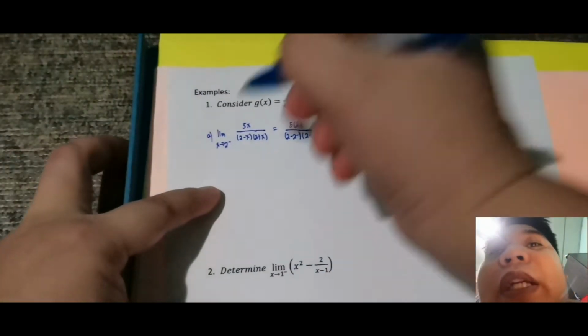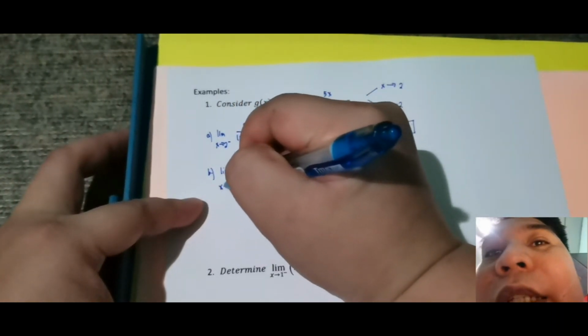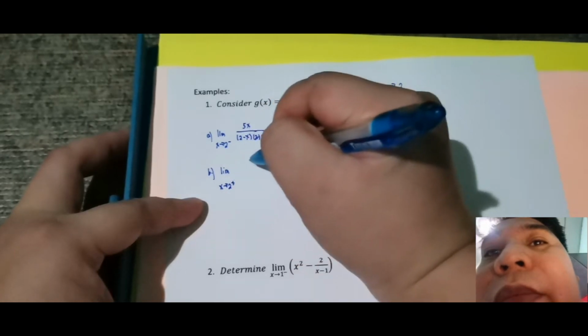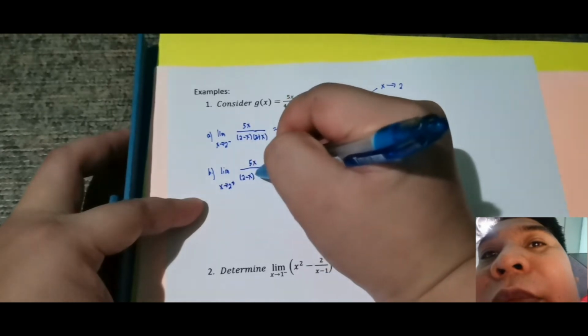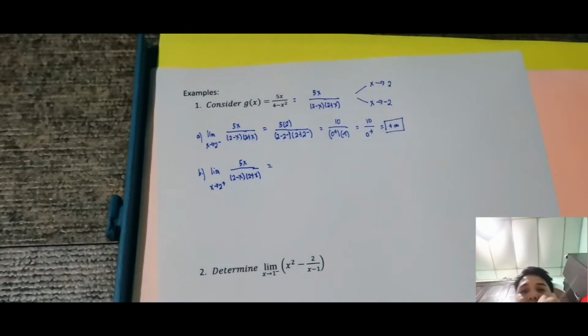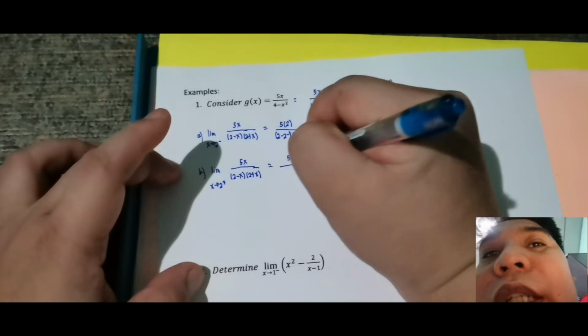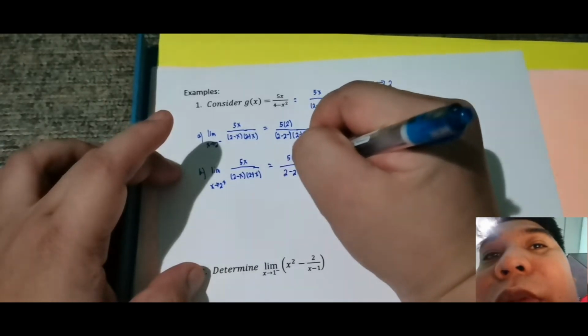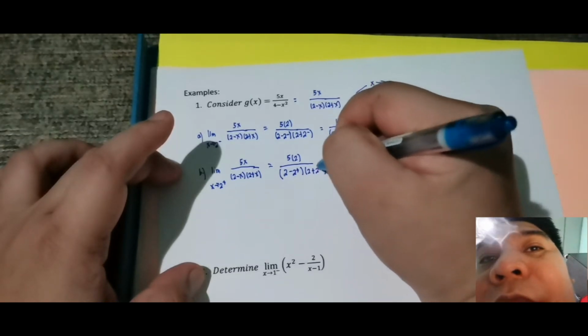Okay, next. Letter B. Let's have the limit as x approaches 2 from the right of 5x over 2 minus x, then 2 plus x. Now, if it is 2 from the right, which one is not affected? The numerator is not affected, so I just put it the same, that is 5 multiplied by 2. In the denominator, this is 2 minus 2 from the right, then 2 plus 2 from the right.